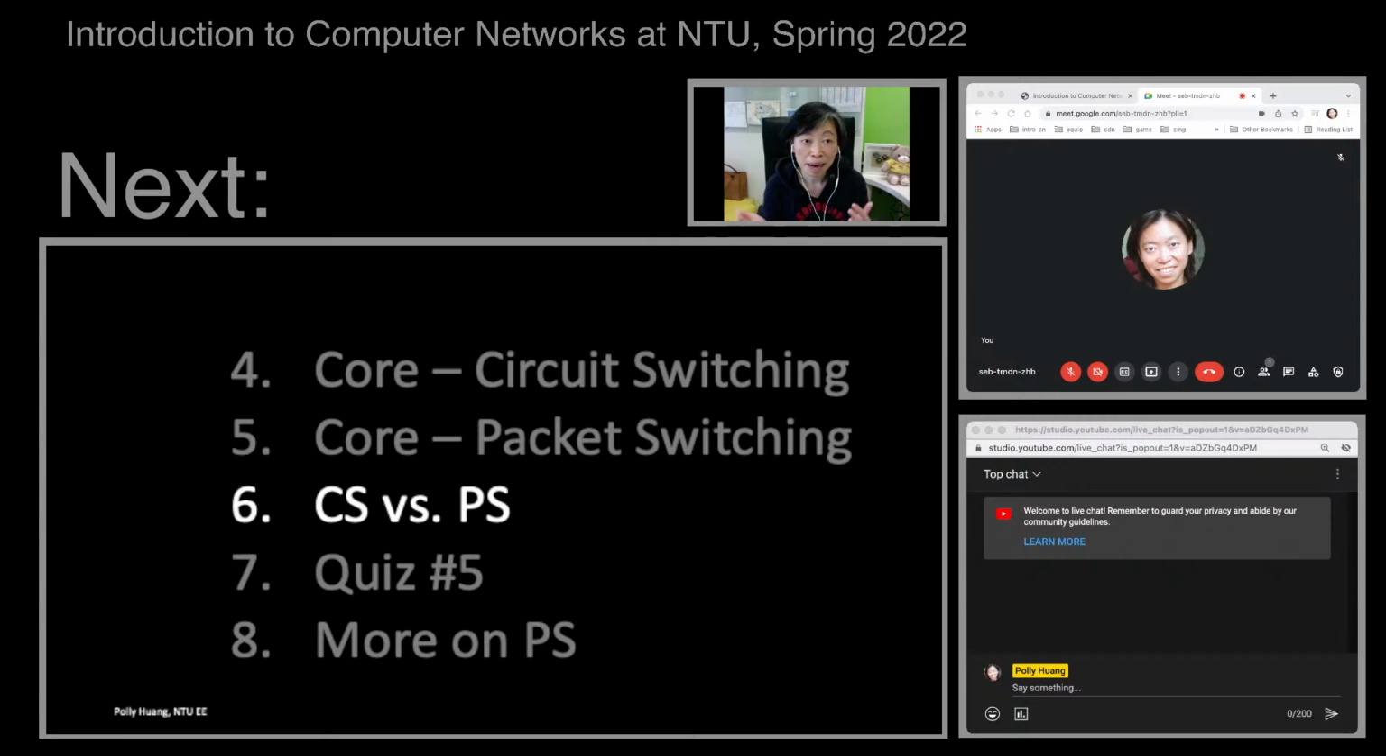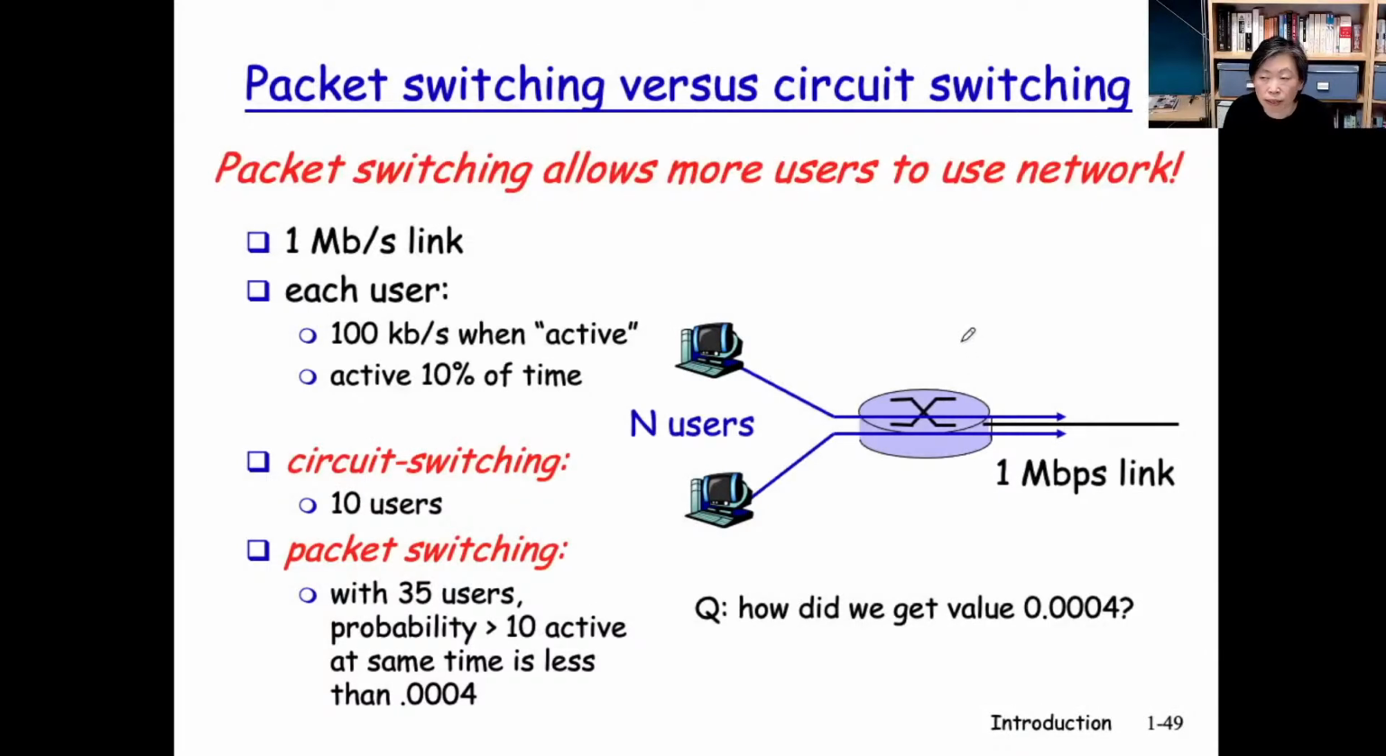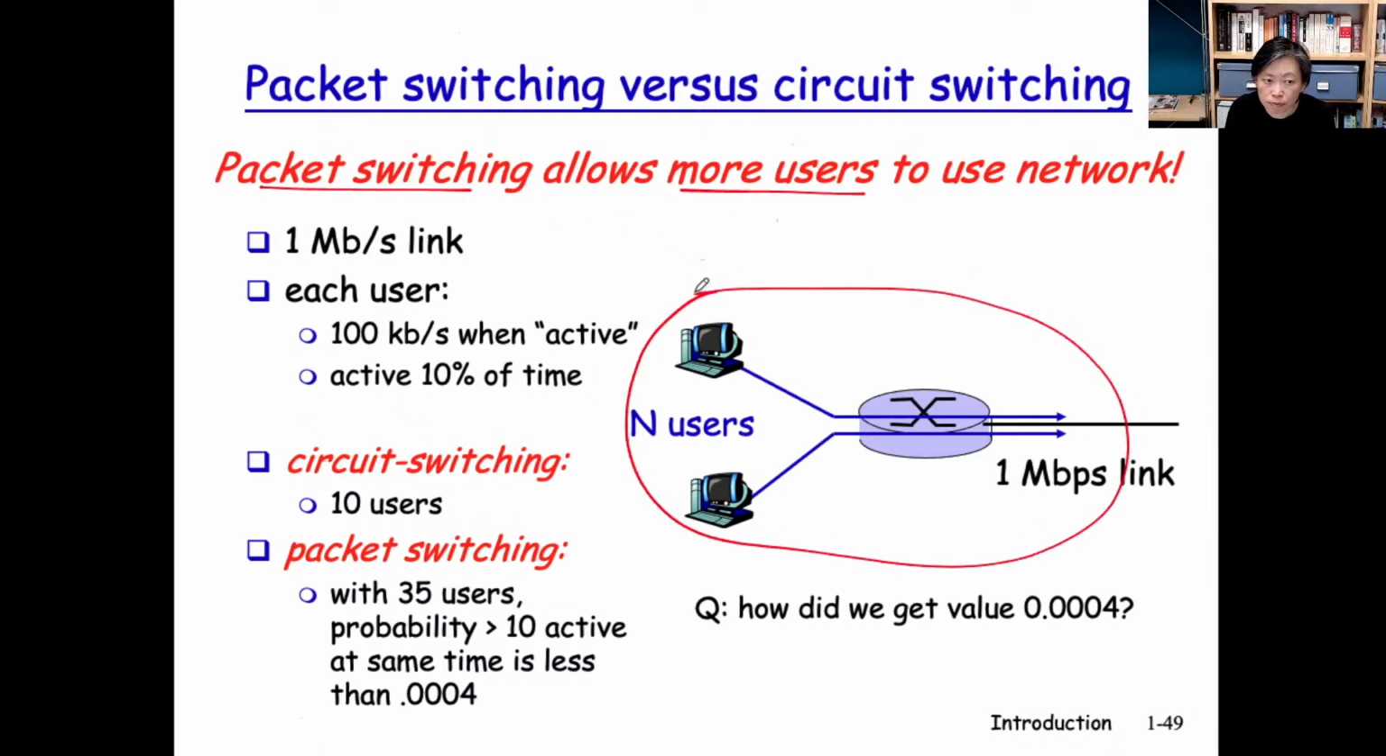Now let's compare CS and PS a little bit more formally. Here, let me use an example to illustrate. Packet switching actually outperforms circuit switching when there are more users and each of these users are not very active, sending short messages only each time. All right, so the scenario is very simple. We have a network of end users and they're behind this router. Going out of the router is a very low bandwidth link, 1 megabit per second.